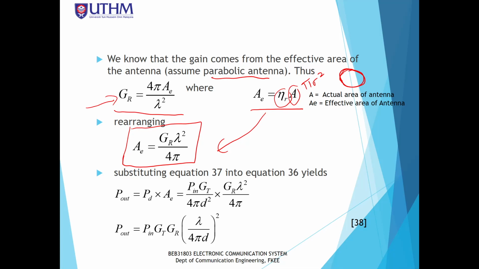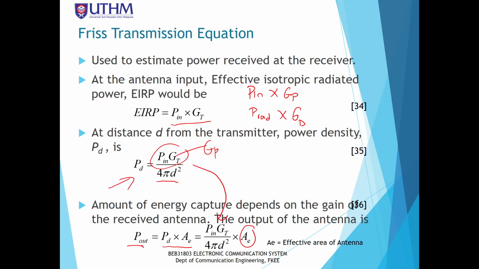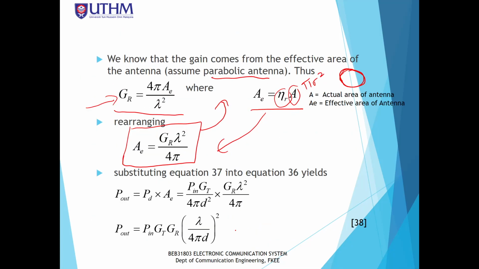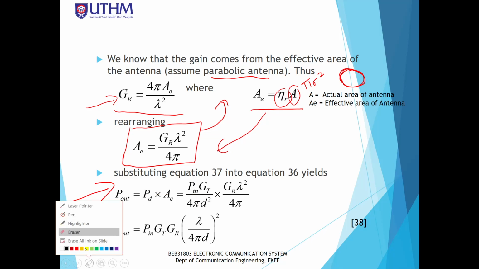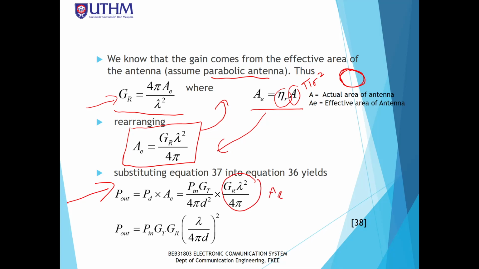with 4 pi. Okay, so we can put it into the previous equation. Kita boleh letakkan dalam equation yang ini. So what happened is that it becomes like this. Okay, P out is equal to PD multiplied with AE, equal to P in multiplied with GT divided with 4 pi d square. Sorry. And then multiplied with, this is AE. This is AE.